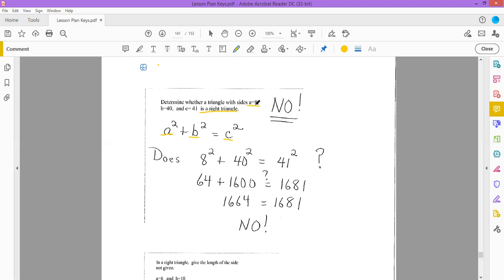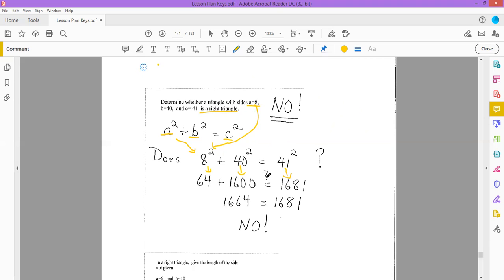Substitute the values that we're given for A, B, and C. So where A is, we're substituting 8. We have 8 squared, that gives us 64. Where B is, we're substituting 40. 40 squared gives us 1600. And where C is, we're substituting 41. 41 squared gives us 1,681. And when we add the left side, is it equivalent?